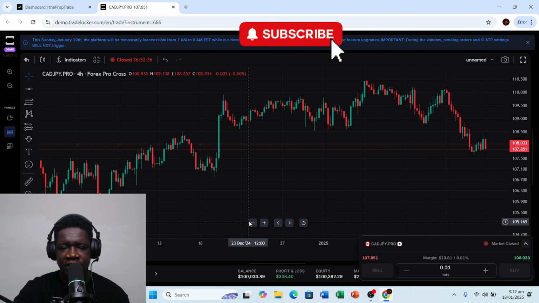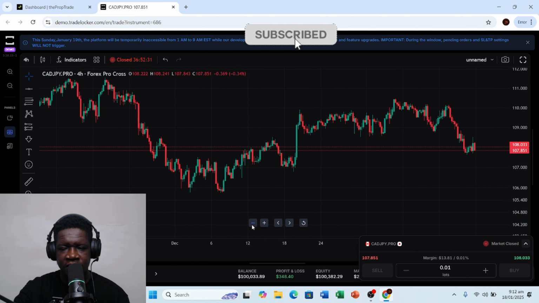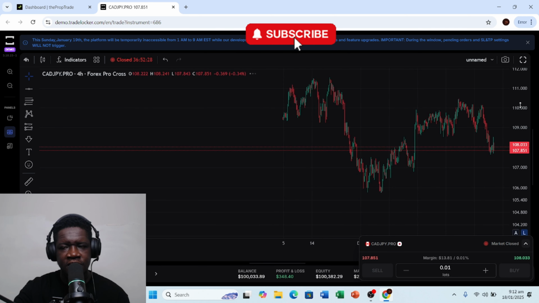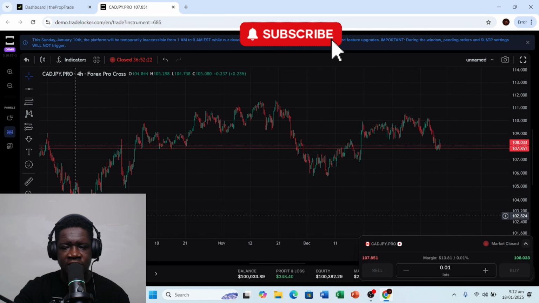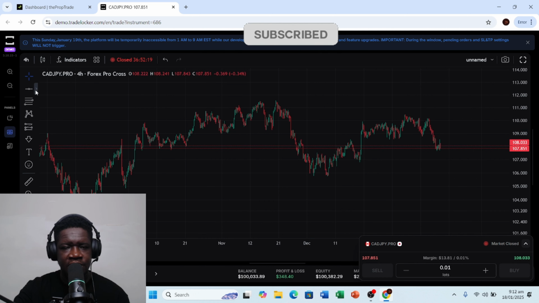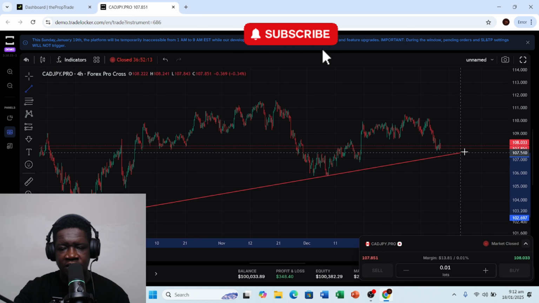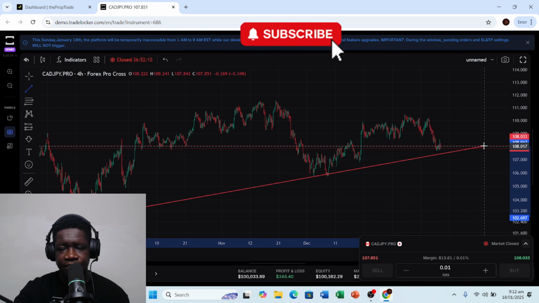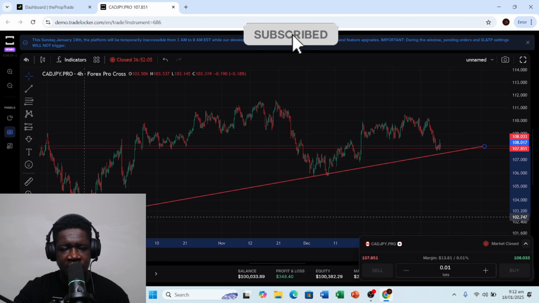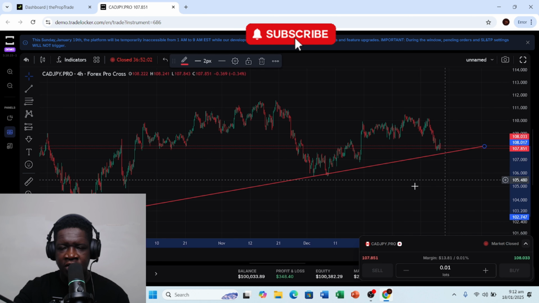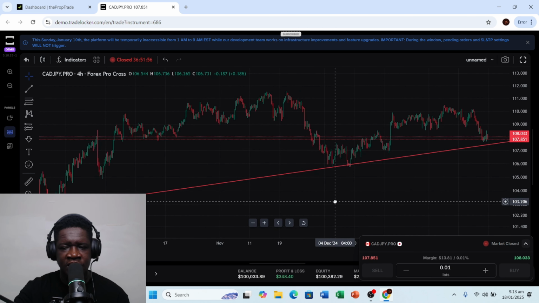Okay, so let me minimize it a bit. So just minimize it, and then that is what we have as our 4-hour chart. So that's an uptrend. You select that for our trend line. Let's see if this can, okay, so that's an uptrend line which rejected the price at some point. So that is what we are going to base our analysis on.